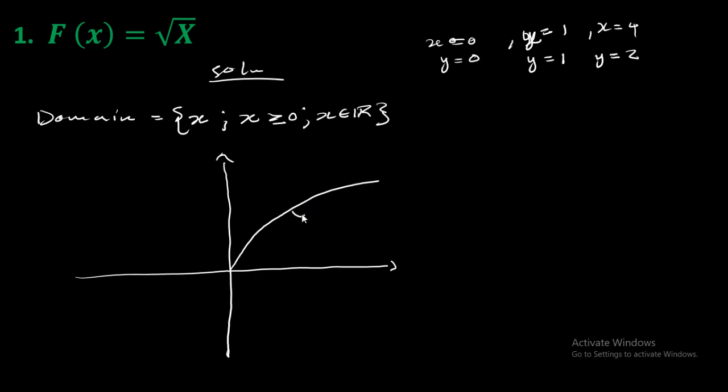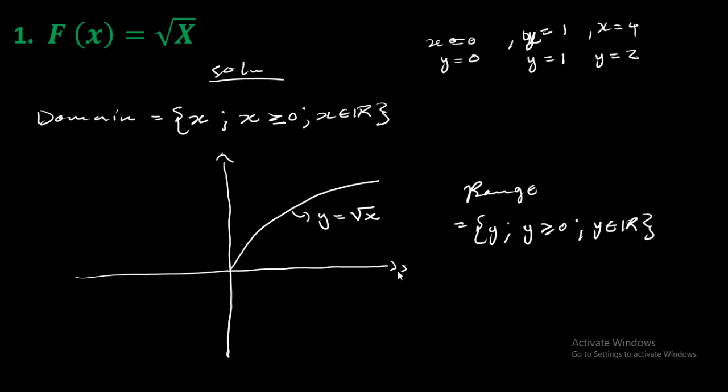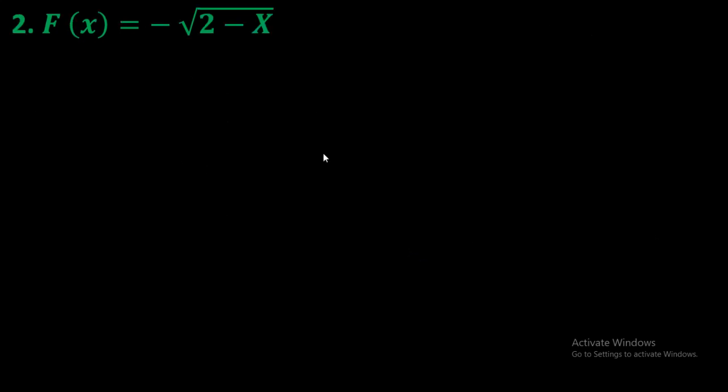So this is how easily you can come up with the graph of y is equal to square root x. This is the graph of this function. When you talk of the range of this function, the range is y such that y is greater than or equal to 0, because y is starting from 0 and going up to positive infinity, such that y is a member of real numbers. So this is how quickly you can come up with the graph of this equation. Let's quickly move on and look at this important question.